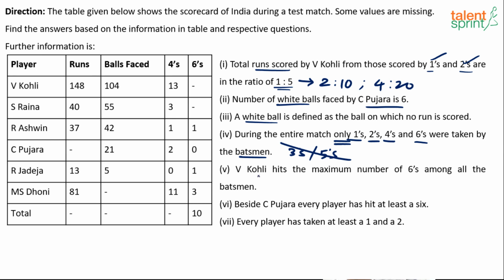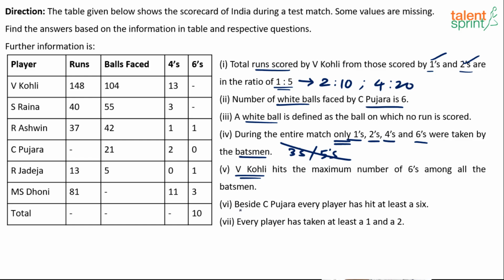Now Kohli hits the maximum number of 6s among all the batsmen. So we have already got 6s scored by 4 of the batsmen here. Ashwin has scored 1 six, Pujara did not score a six, Jadeja has hit 1 six and Dhoni has hit 3 sixes. Total number of 6s is 10. We do not know about the count of 6s for Kohli and Raina. But we know Kohli has scored the maximum number of 6s.